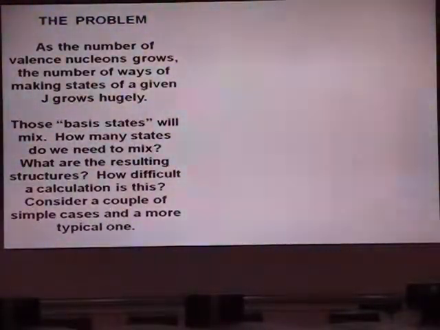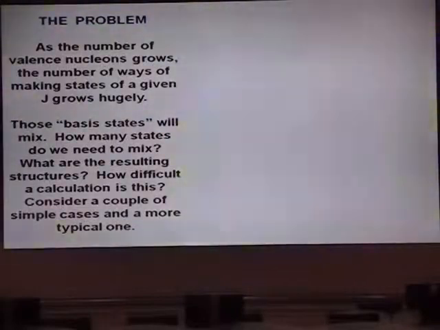Whatever number of ways you can make a state of a given angular momentum, those states form a kind of system. They can interact with each other. You can have mixing effects, and the resulting wave functions will be some mixture. The wave functions will be mixtures of those basis states.